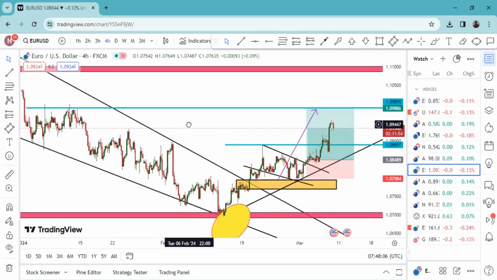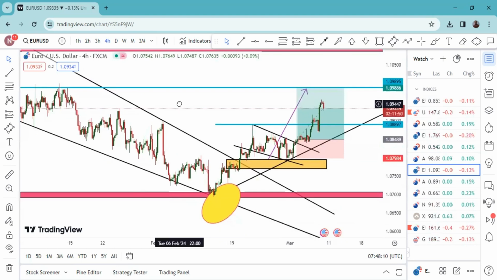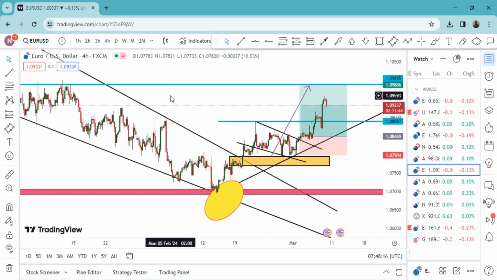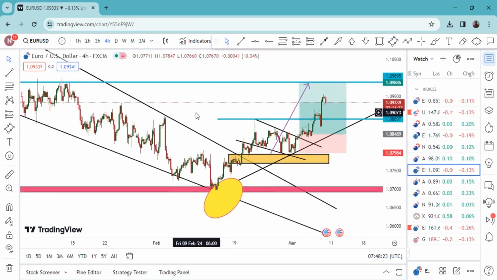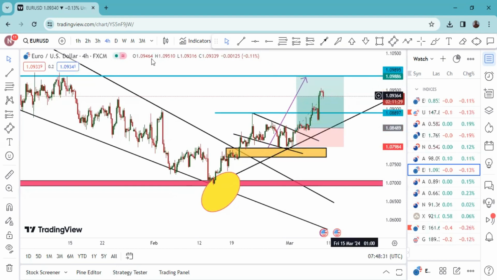As you also know, my strategy: watch my previous videos and you will see how I go about my strategy. After the market broke my trend line, I waited for the retest, and after the retest, that's when I drew my counter trend line. Then I entered my trade, and you can see I'm in a good profit on Euro USD.